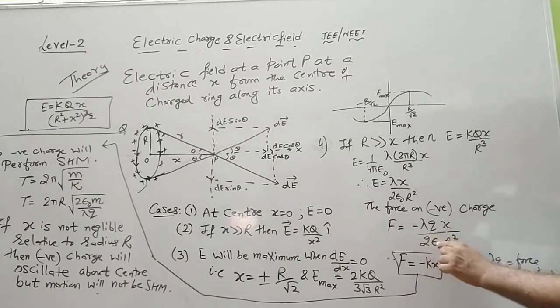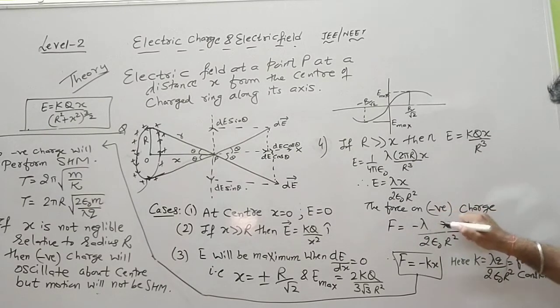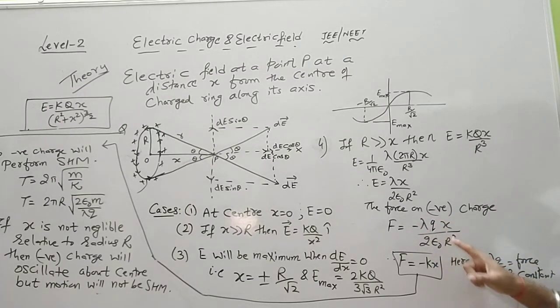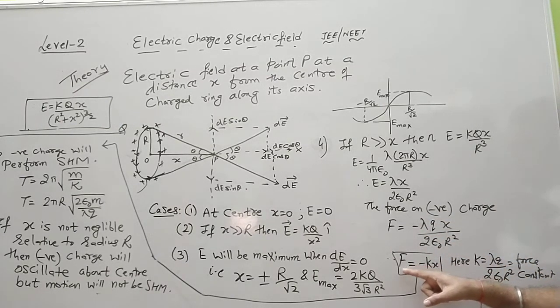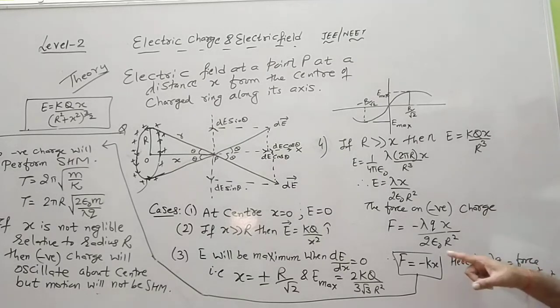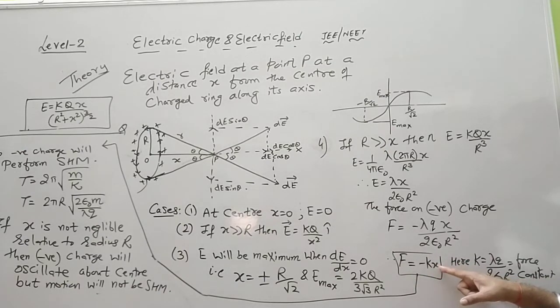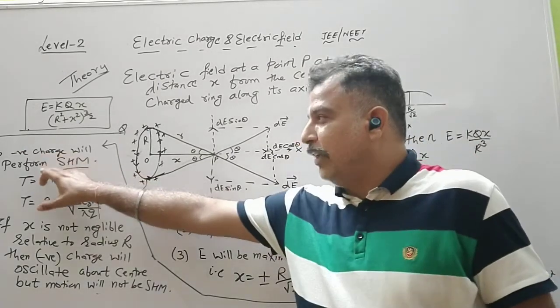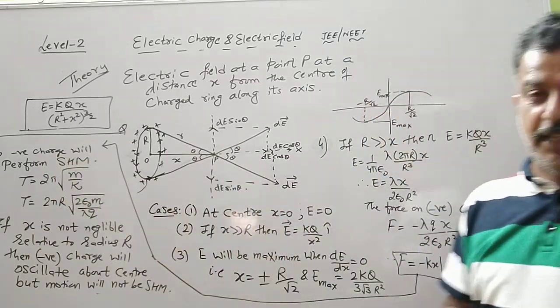Lambda, q and the other values are constant. Let us say this is our test charge, minus q. So comparing this with the force, the force is equal to minus kx. The form of this force is similar to F is equal to minus kx, where k we know is a force constant. So if any force formula is in the form of minus kx, this negative charge will perform SHM, that is a simple harmonic motion.